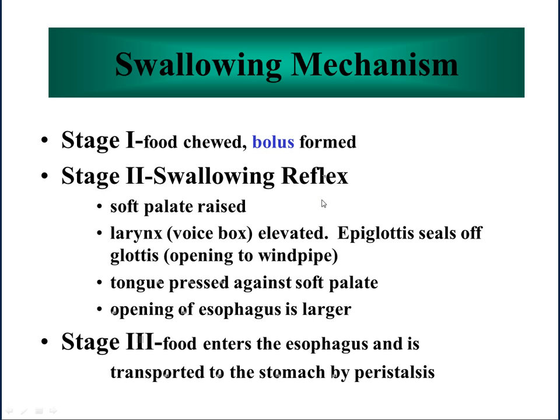And stage 2 is the swallowing reflex. The soft palate is raised, the larynx or voice box is elevated, the epiglottis seals off the glottis, which is the opening to the windpipe. The tongue is pressed against the soft palate to push that food backwards, that bolus back into the pharynx. The opening of the esophagus becomes larger. In stage 3, the food enters the esophagus and it is transported to the stomach by peristalsis.